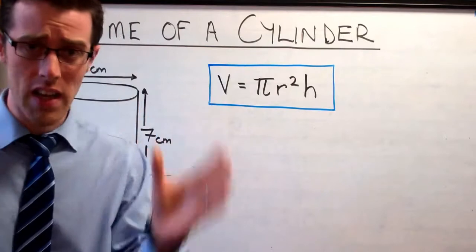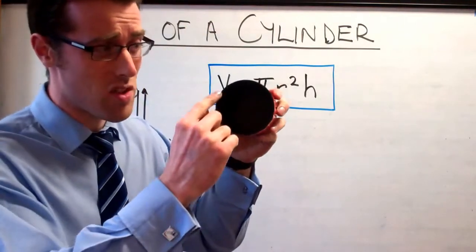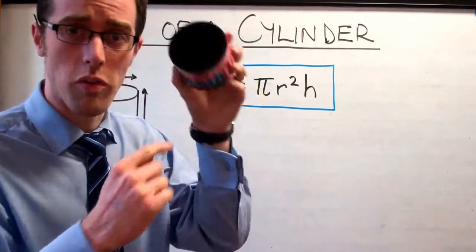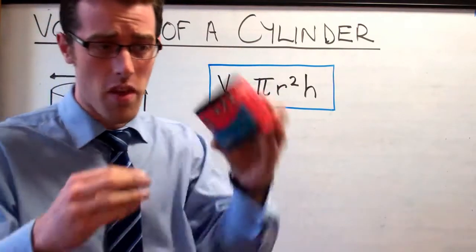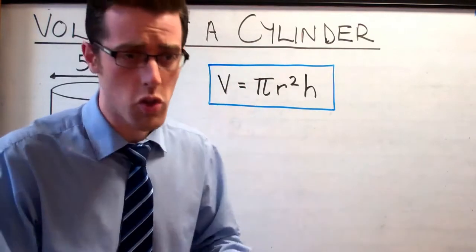So remember, the area is the amount of space inside the circle. The circumference is the distance around the outside of the circle, and the volume of a cylinder is the amount of empty space inside this cylinder here. Okay, so let's look at an example.